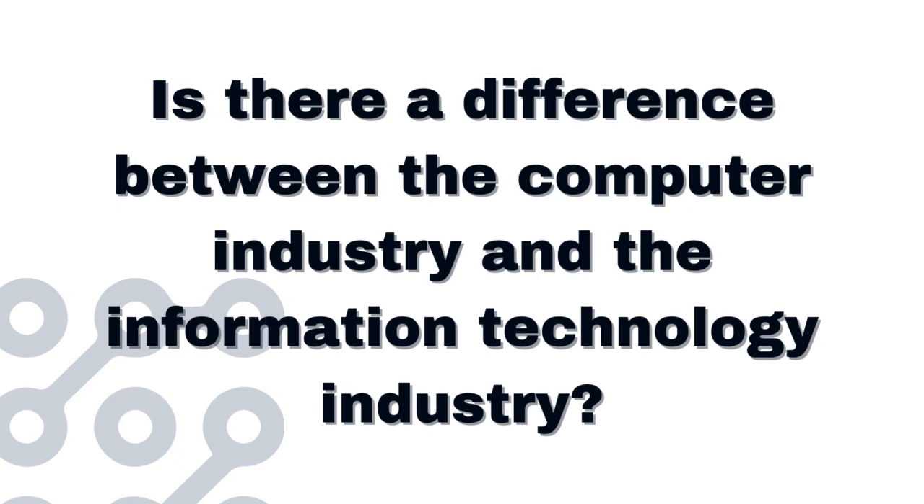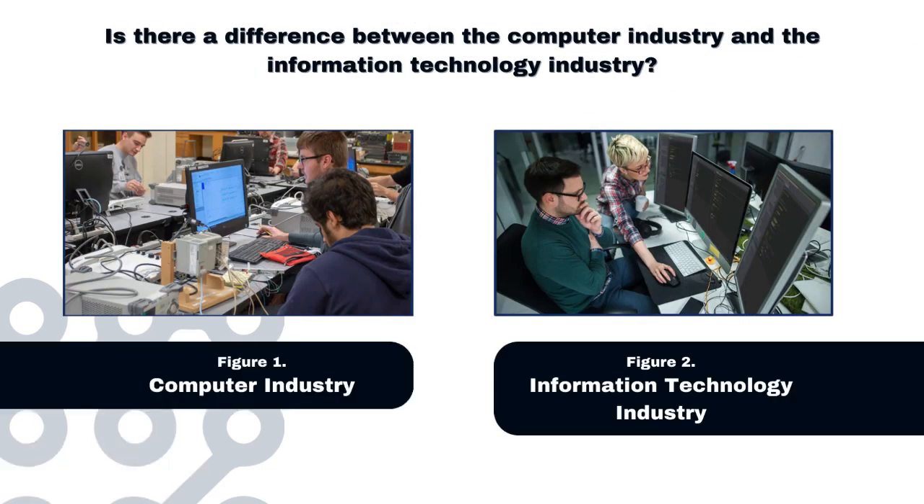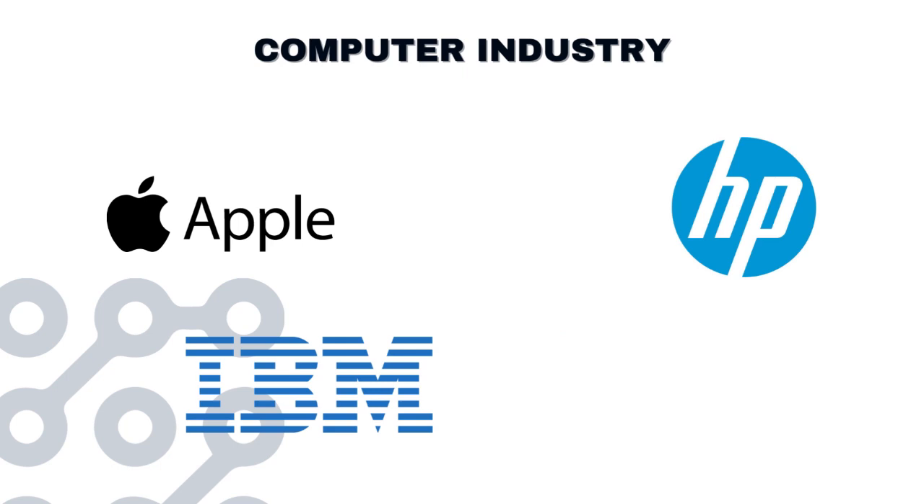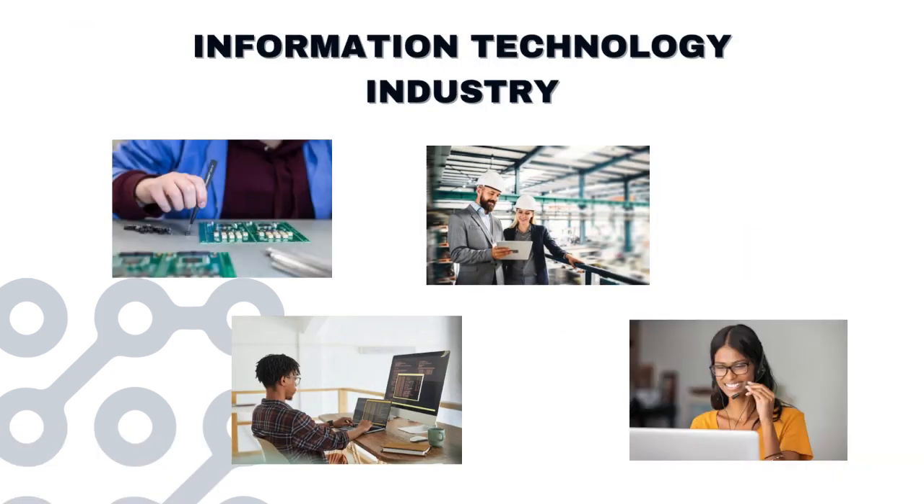Is there a difference between the computer industry and the information technology industry? Anyone from the class? Yes, okay, very good. Computer industry encompasses those companies that manufacture computers and components. These are Apple, Dell, HP, IBM, and Intel, while IT industry is used to refer to the companies that develop, produce, sell, or support computers, software, and computer-related products.